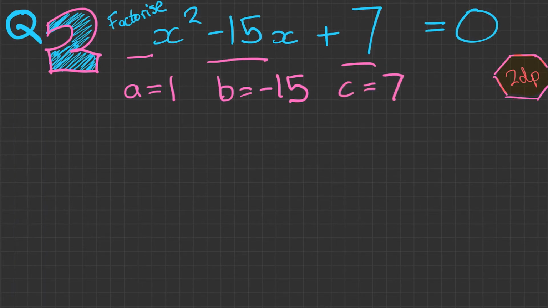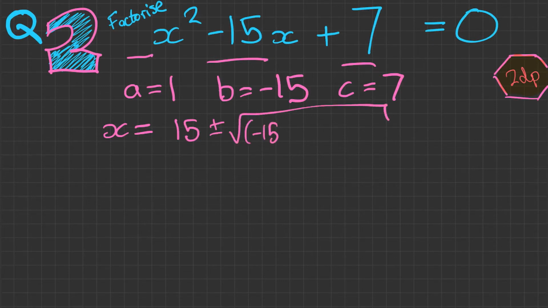Substitute this into the quadratic formula. I'm going to write it down. So x equals minus b, which is minus 15, so that becomes 15, plus or minus the square root of minus 15 squared. Put minus 15 in the brackets because then our calculator knows exactly what we're doing. Minus 4 times a times c, all over 2a.